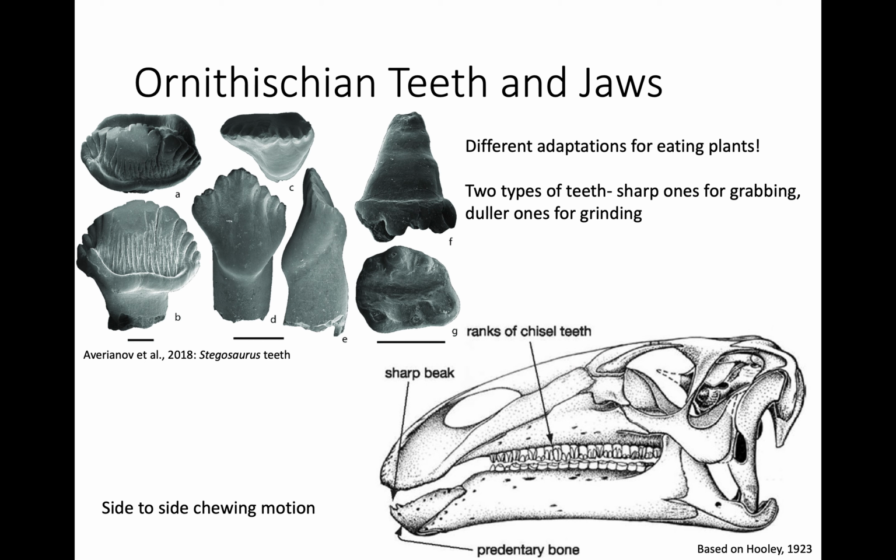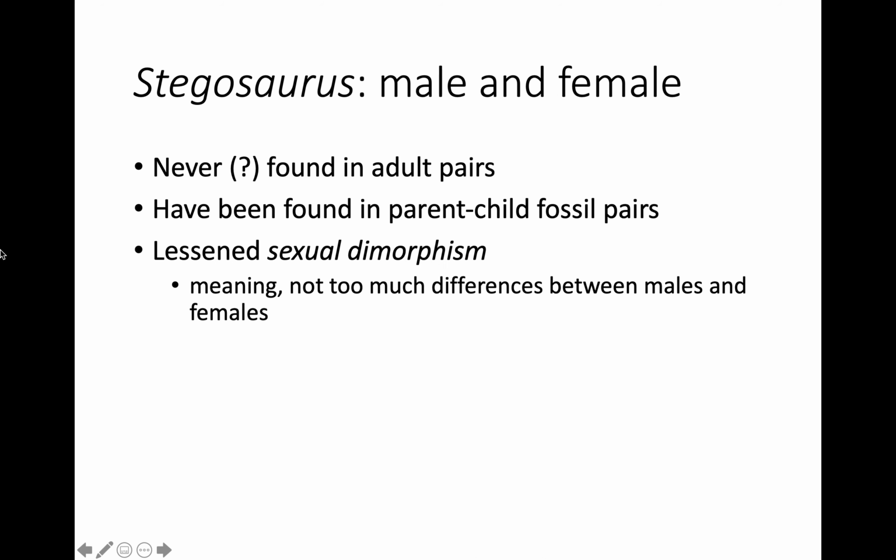Ornithischian teeth and jaws. A lot of different adaptations in the teeth for eating plants. We have teeth for grabbing and that are a little bit sharper, and we have duller ones for grinding. Here we have the bone that's going to allow the side-to-side motion back here. We have the cheek teeth, here called the chisel teeth. There's a sharp beak for grabbing. All right, so those are the adaptations for organisms eating plants in the ornithischians.